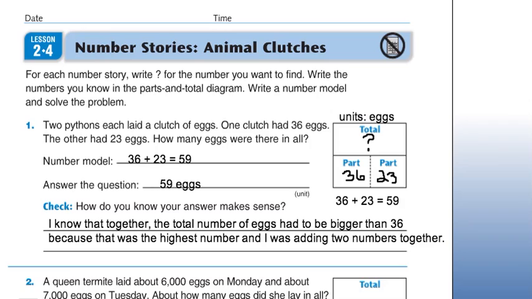That's just a sample response. You could also say things like, well, I knew that 36 was pretty close to 40 and 23 was pretty close to 20. So if I added them together, I knew that I would get about 60. So 59 is pretty close. This is just an opportunity for you to get comfortable with telling me how you are thinking about math when you're doing it.